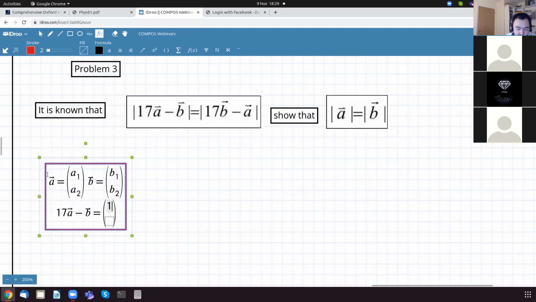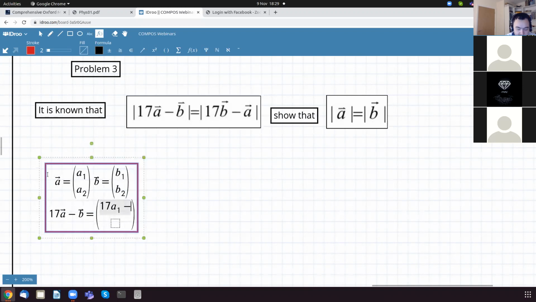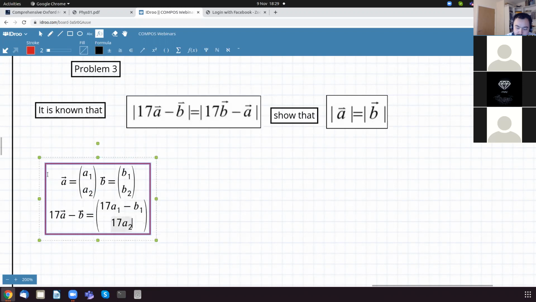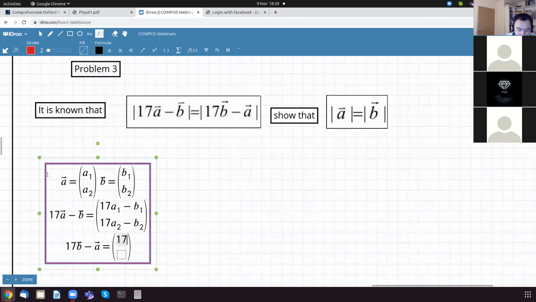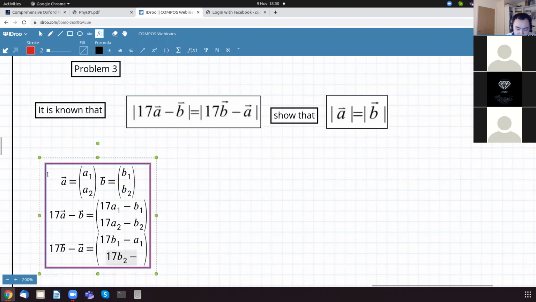(17a1 minus b1, 17a2 minus b2), and of course 17b minus a is equal to (17b1 minus a1, 17b2 minus a2).